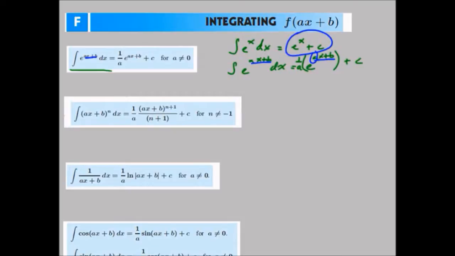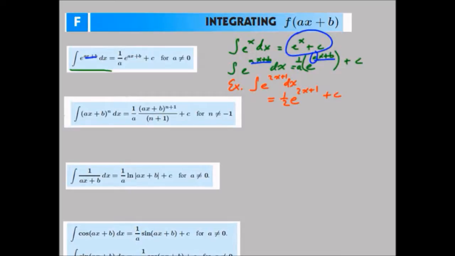Similarly, I guess we should do an example. The integral of e to the power of 2x plus 1 dx would actually be equal to e to the power of 2x plus 1, but multiplied by 1/2, and then the constant of integration. So you can see what that looks like.